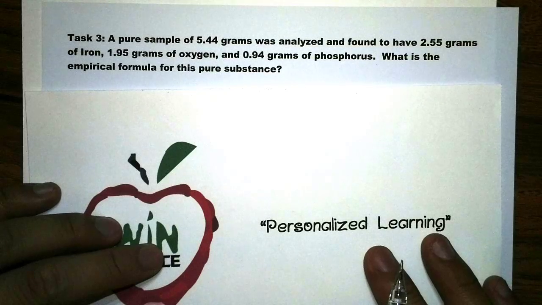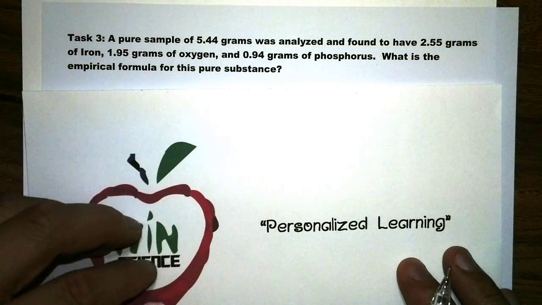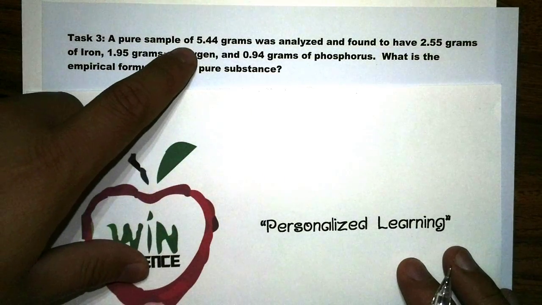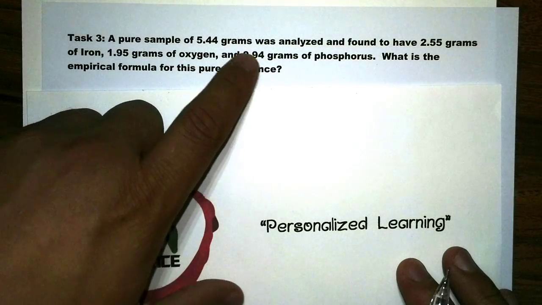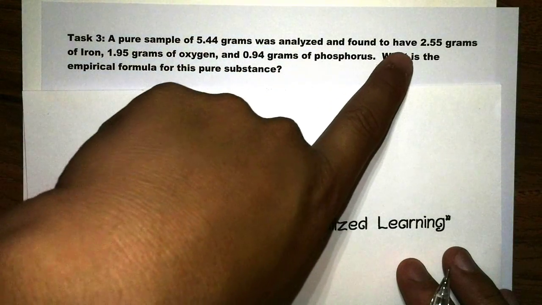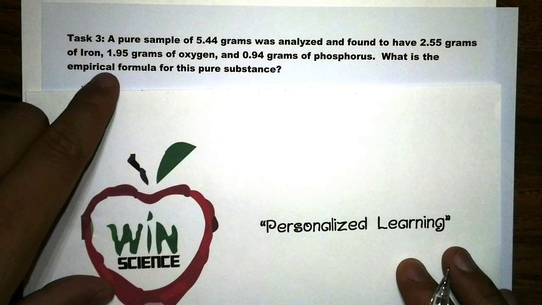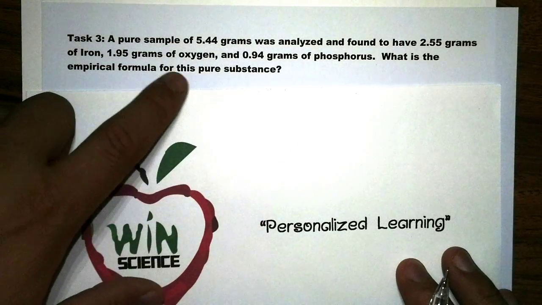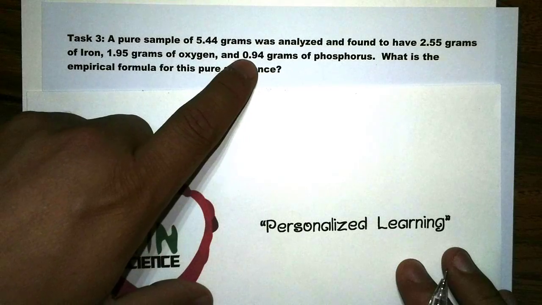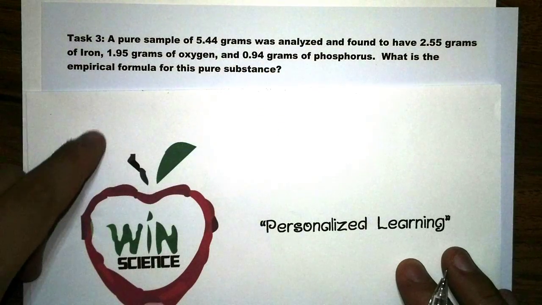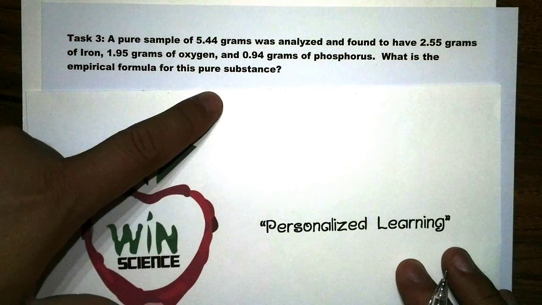Now let's try a more complicated problem. In this case, a sample of 5.44 grams was analyzed and found to have 2.5 grams of iron and 1.95 grams of oxygen and 0.94 grams of phosphorus. What is the empirical formula for this pure substance?